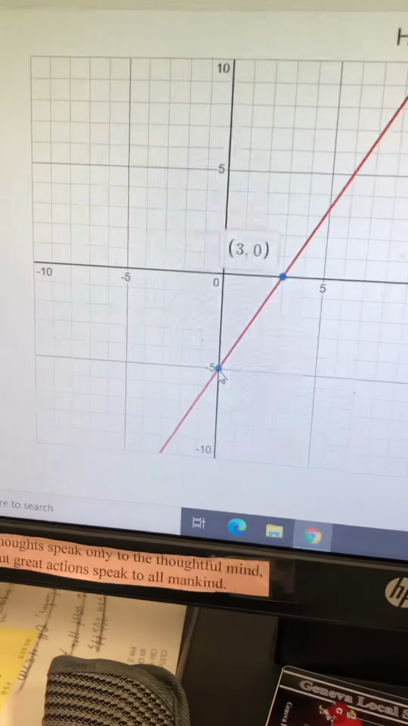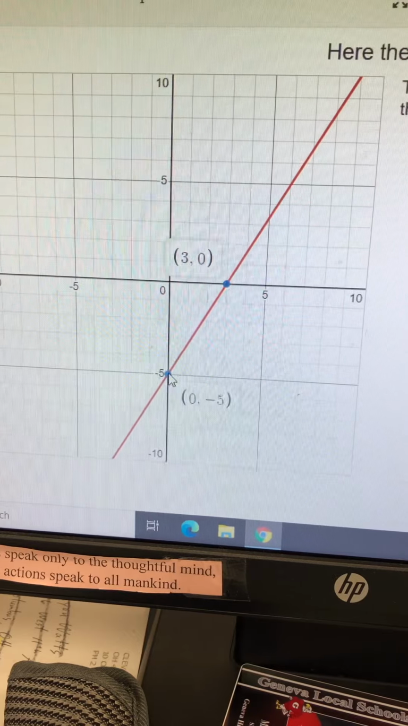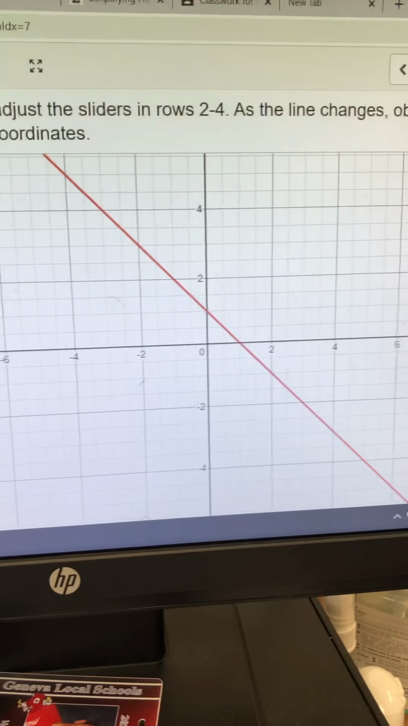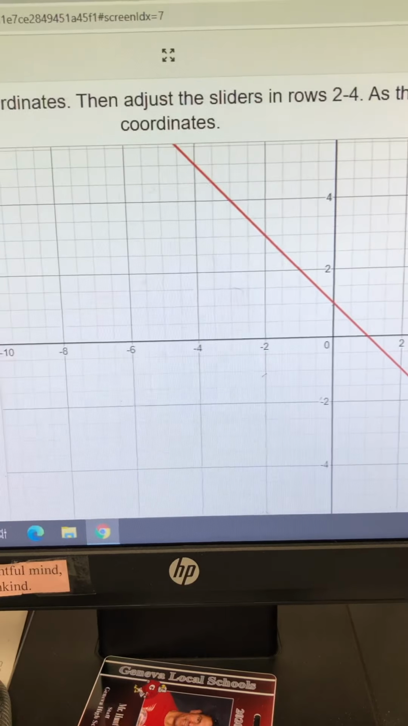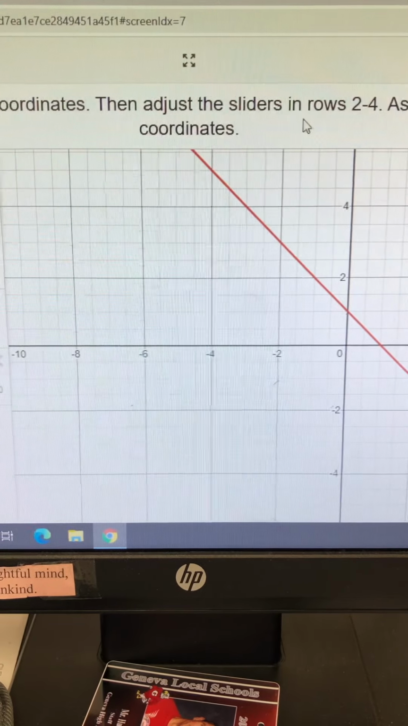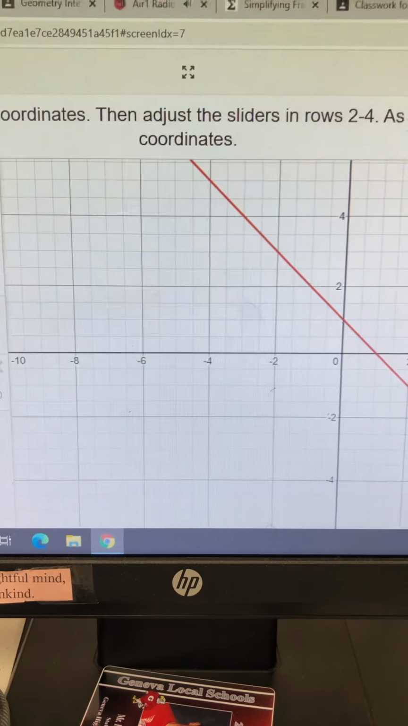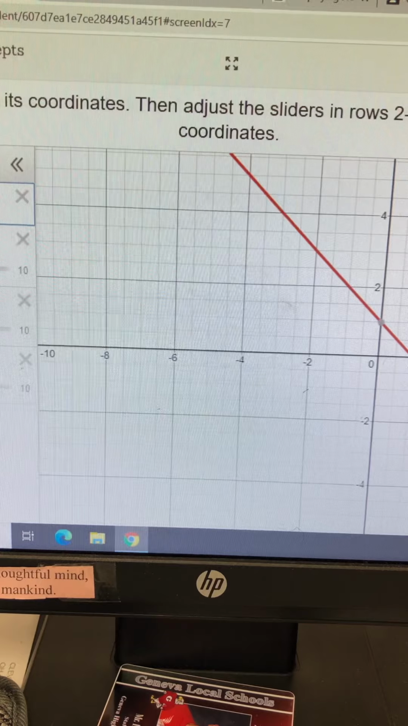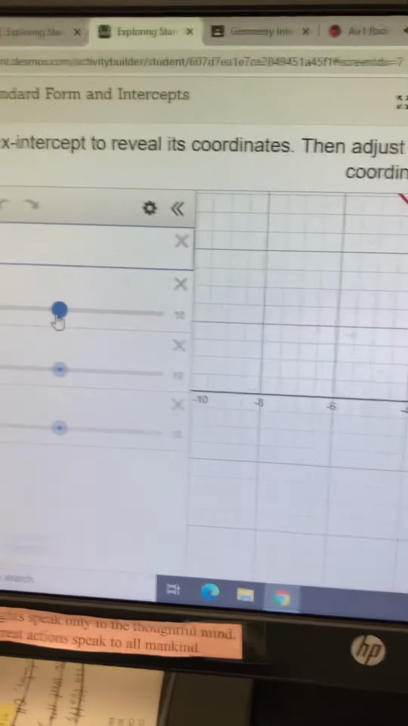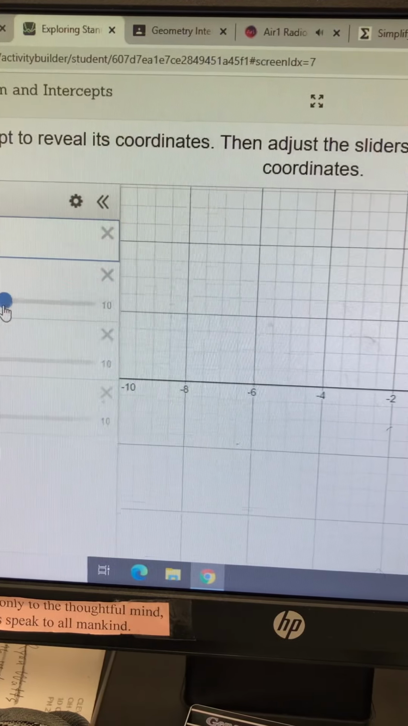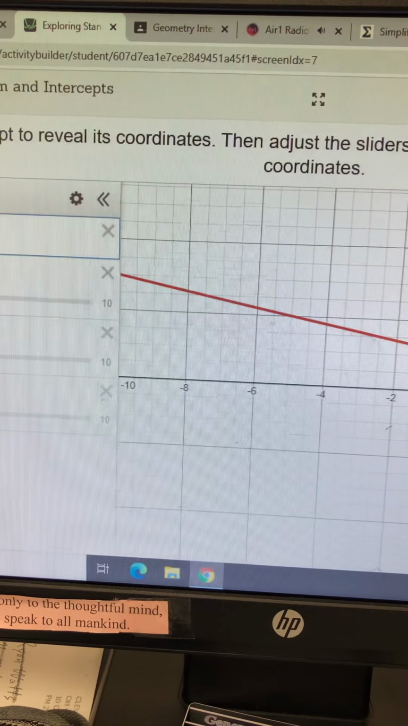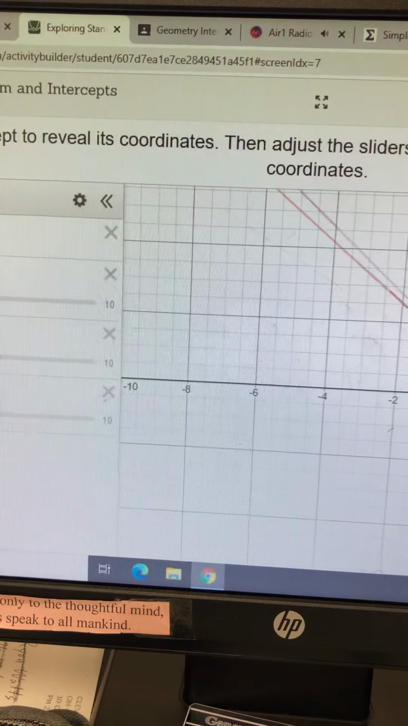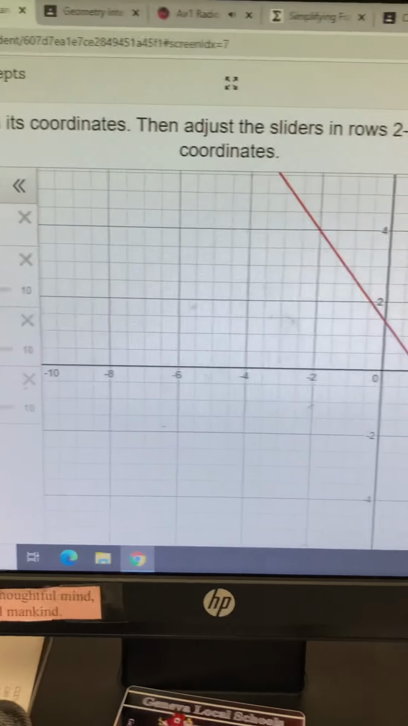And my y-intercept, that's on the y-axis, was negative 5. Click the x-intercept to reveal its coordinates, and then adjust the sliders in rows 2 through 4. As the line changes, observe the coordinates. So, you click that, and then you could see when A changes, that moves it back and forth. B changes, it stays the same. Notice it stays the same.